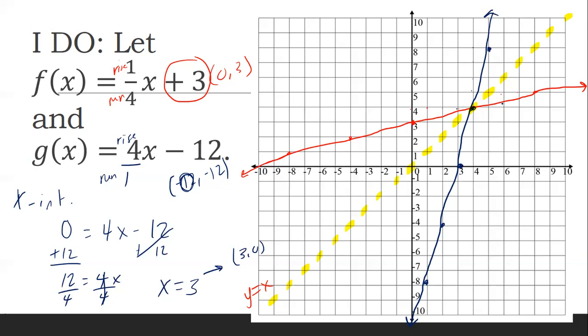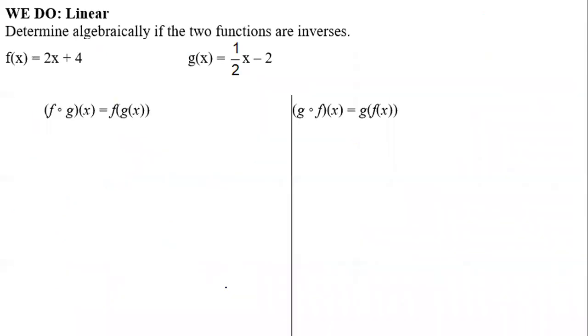All right, so are you comfortable seeing it graphically still? Yeah, okay. Or there's more than one way to graph a linear equation. Notice how I could not use my y-intercept, so I had to go find my x-intercept, and then I use my x-intercept along with my slope to graph my line. All right, so we're going to do this together. We're going to prove or disprove that 2x plus 4 and 1/2 x minus 2 are inverses of each other.